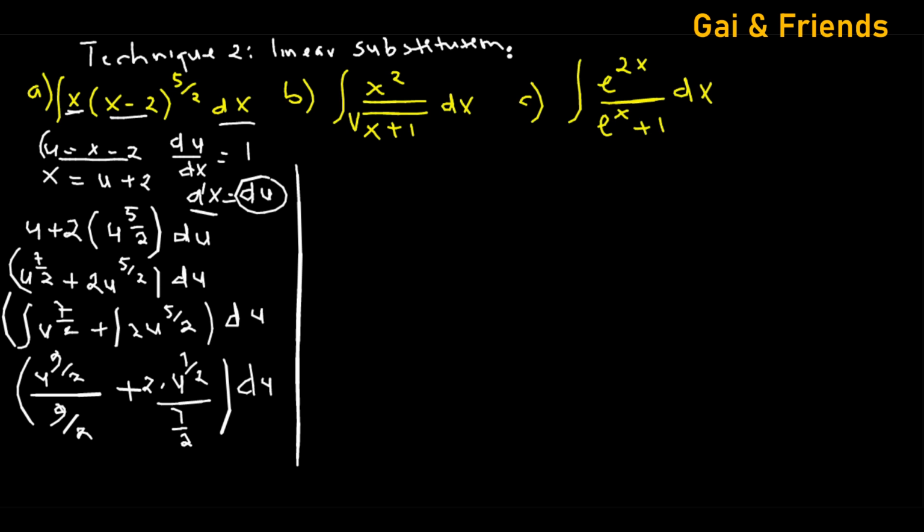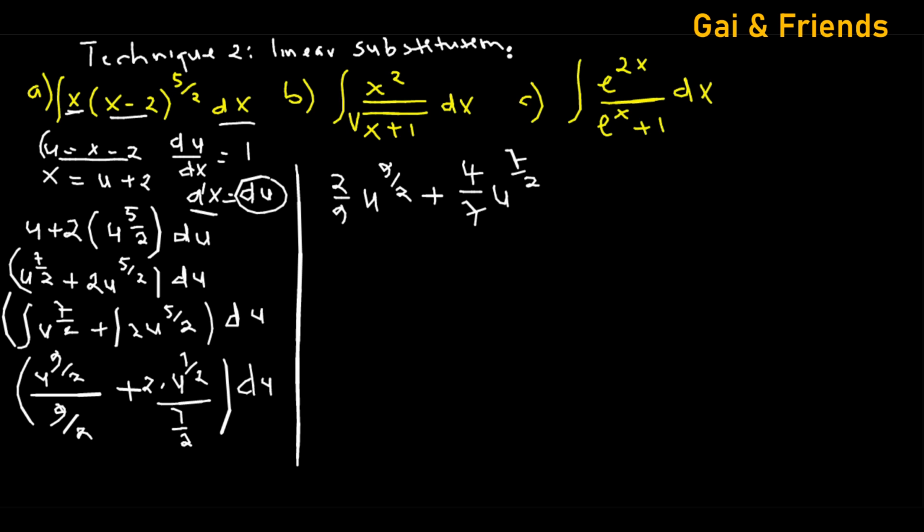The next thing you can do here is to take the reciprocal of the denominators, so that it can be 2 over 9 u raised to power 9 over 2 plus 2 over 7 times 2 will be 4 over 7 u raised to power 7 over 2.